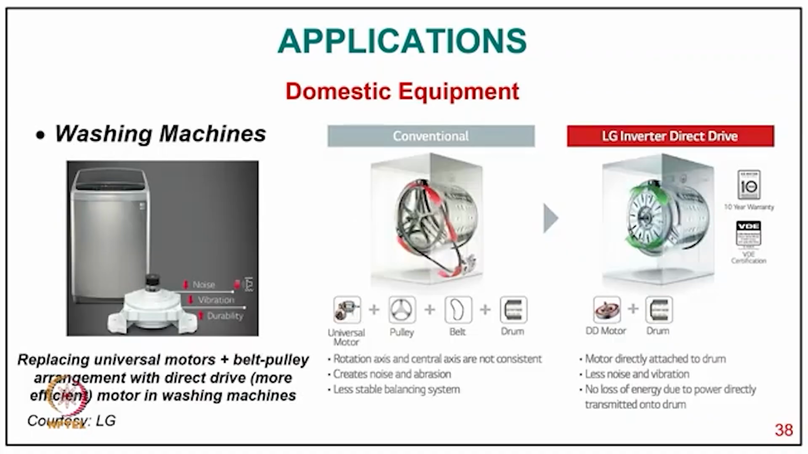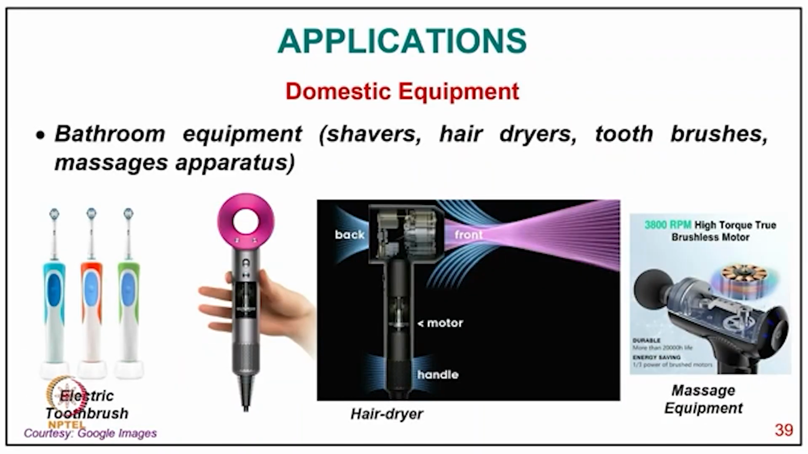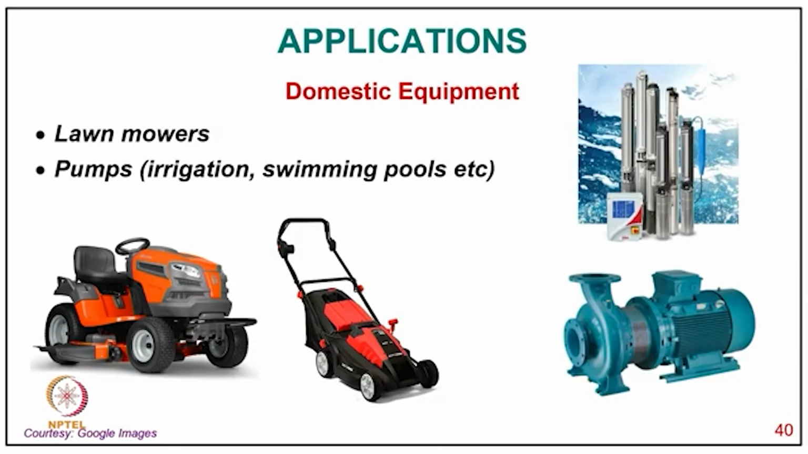And then typically the application replacing the universal motor belt pulley arrangement with direct drive, more efficient motor in washing machine. And typically here, as you can see how universal operates and how your LG direct drive operates for this application, especially for washing machine. Then bathroom equipment like shaver, hair dryer, toothpaste, and massagers and other apparatuses. I mean the photograph and how the equipment is there.